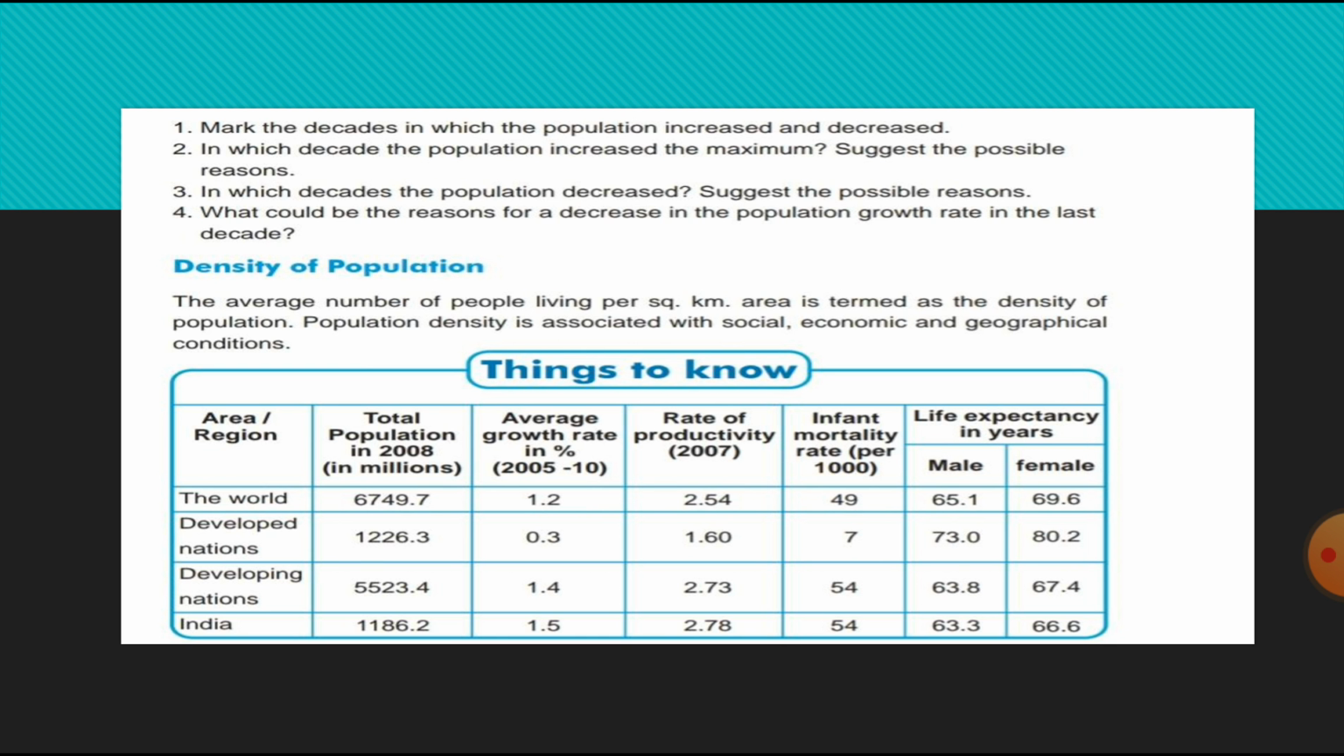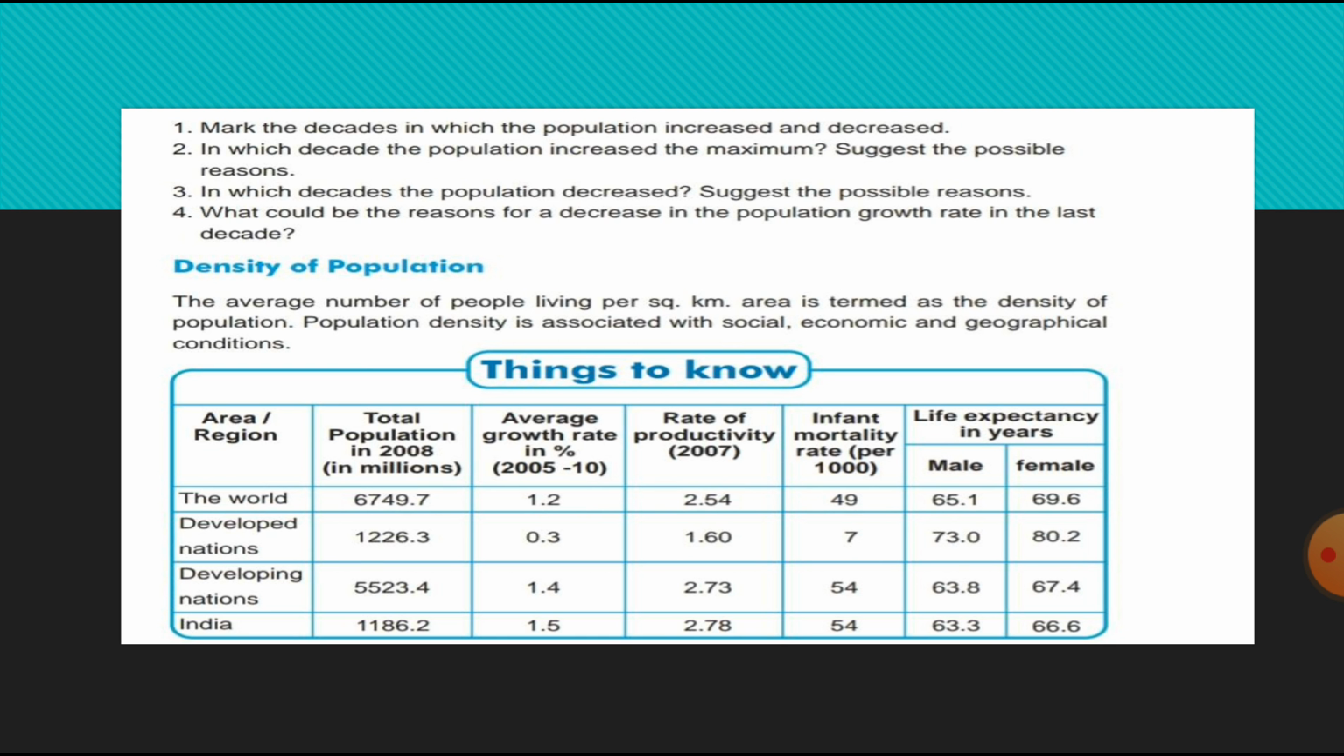Third question, in which decade did the population decrease? Suggest the possible reason. See, in the 1911 to 1921 decade, there has been a decline in population. At this time there was a lot of inflation, scarcity and poverty in India, and due to World War One, many Indians died due to famine and starvation, as well as the epidemic of plague, and consequently one can see a decline in population during this decade.